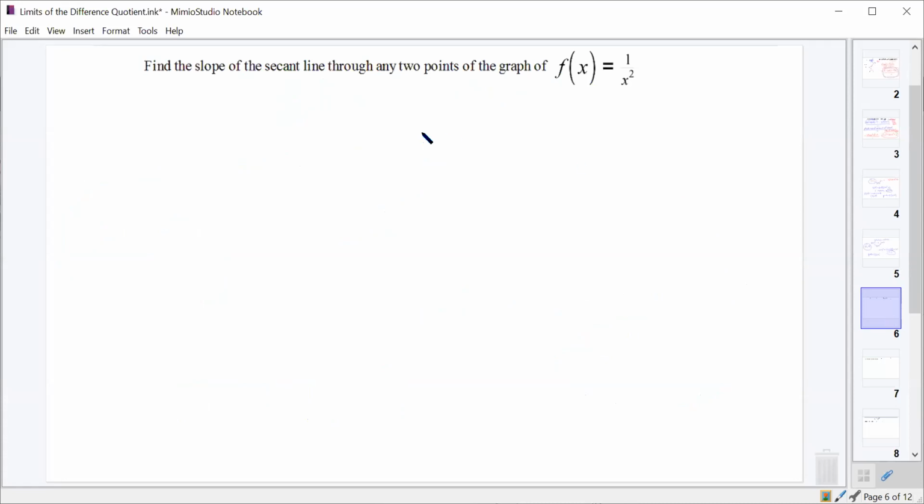I'd like you guys to see if you can get this one set up, and then we'll try to work through it together. So see if you can get this one set up into the difference quotient form.